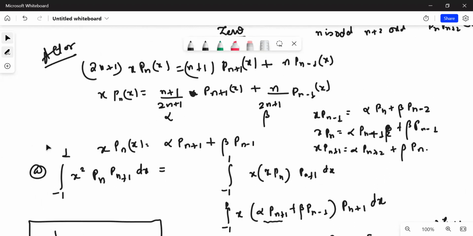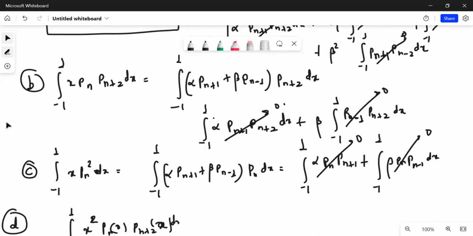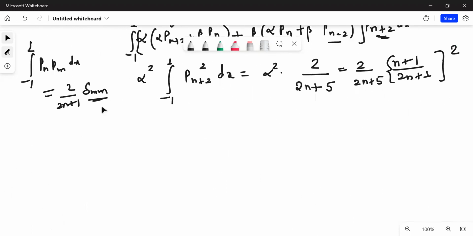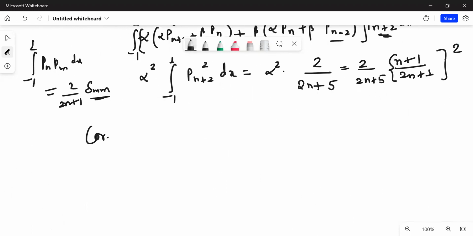So alpha was (n+1)/2n. So clearly, this is a non-zero term. So the answer should be D. So the correct option should be D. I hope it is clear.